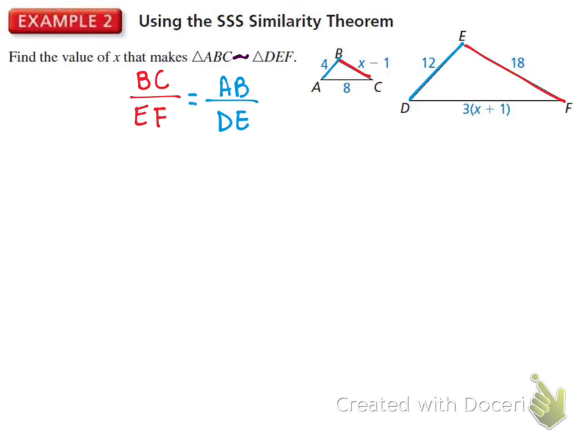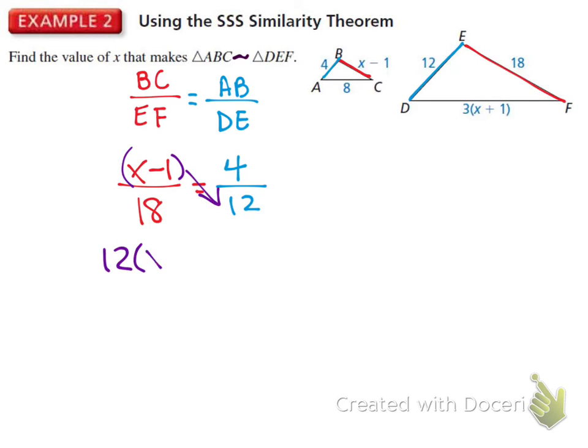So now we just plug in. What's the length of BC? X minus 1. The length of EF? 18. It is equal. What is the length of AB? 4. And the length of DE? 12. So now we just have a proportion like we were solving at the beginning. We just cross multiply. Just make sure you distribute 12 times both x and -1.